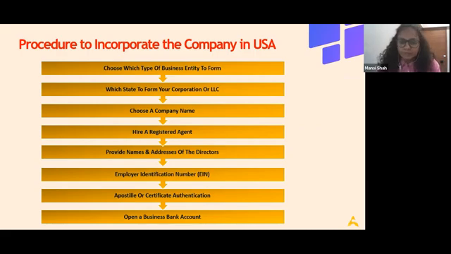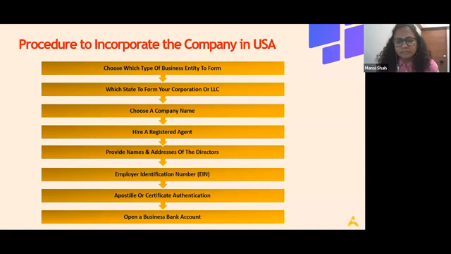So they can be a director. We have to provide the full name and address of the directors when we are making the application to incorporate the company or LLC. Now, until now, we have talked about the state steps, right?